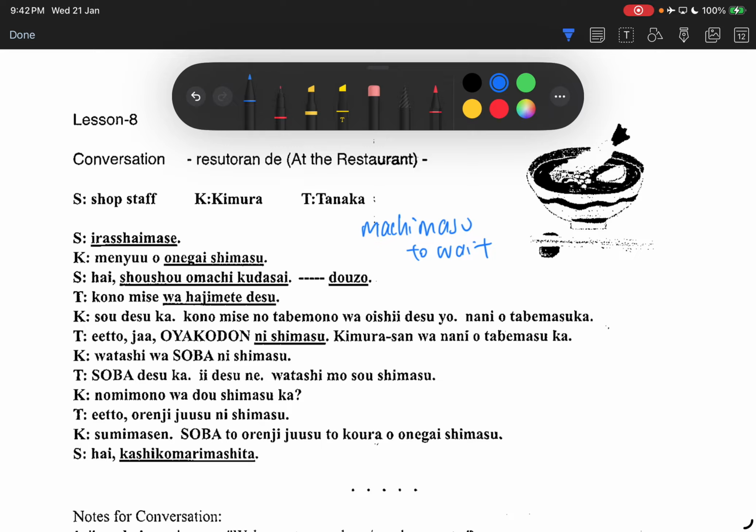Then K says, そうですか. So he's not doubting him lah. He's not saying, is it? He's saying, oh, is it so? Oh, I see. Okay? So he's just saying, I see. この店の食べ物は. 食べ物 is food. 店 is shop. So shop no food, which means food related to the shop. Which means food of the shop.